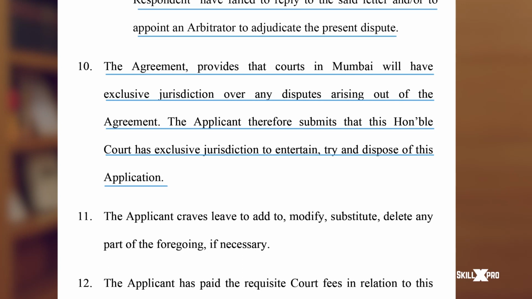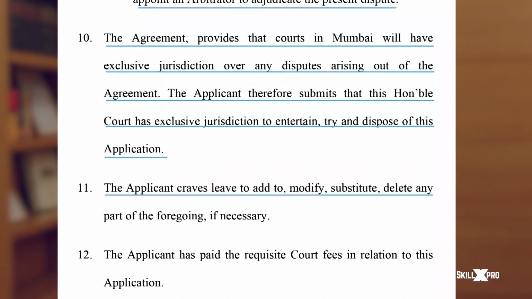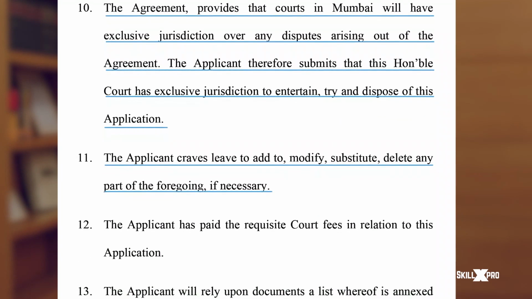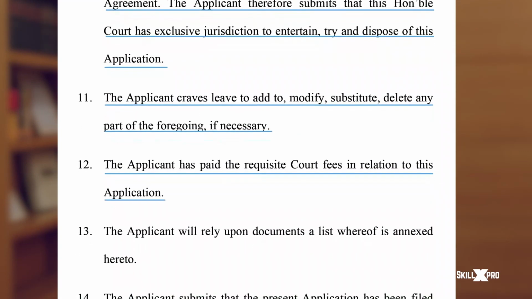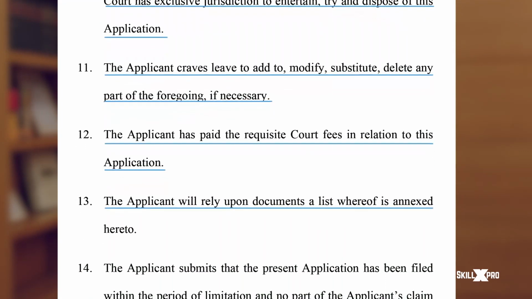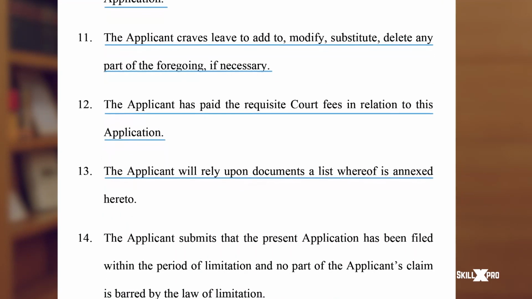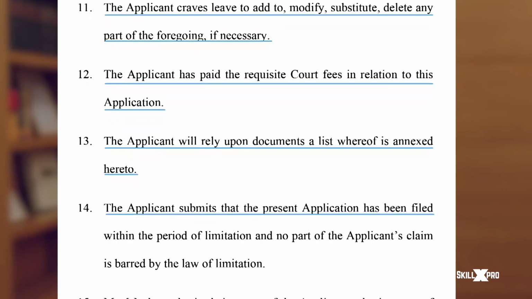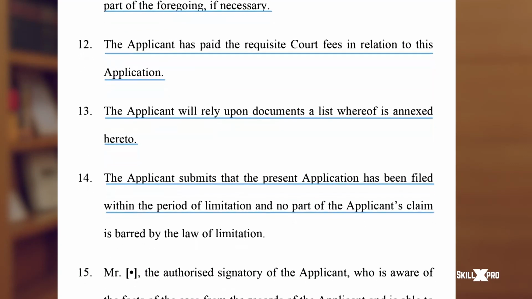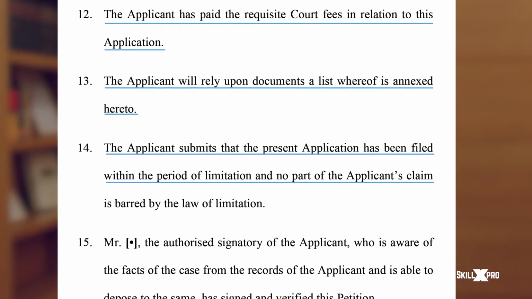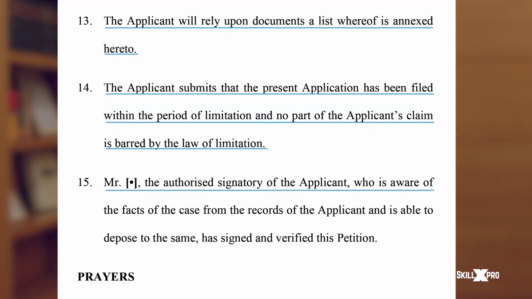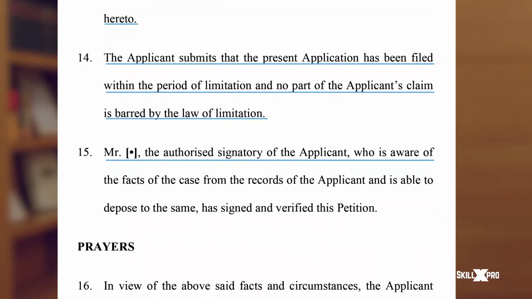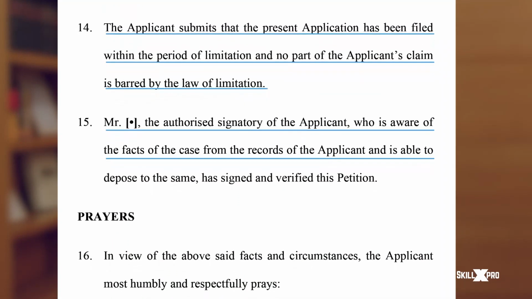Then you reserve your right: the applicant craves leave to add to, modify, substitute, delete any part of the foregoing if necessary. The applicant has paid the requisite court fees in relation to this application. The applicant will rely upon documents, a list of which is annexed hereto. The applicant submits that the present application has been filed within the period of limitation and no part of the applicant's claim is barred by law of limitation. And then the details of the authorized signatory who is executing or affirming this particular application on behalf of the applicant.